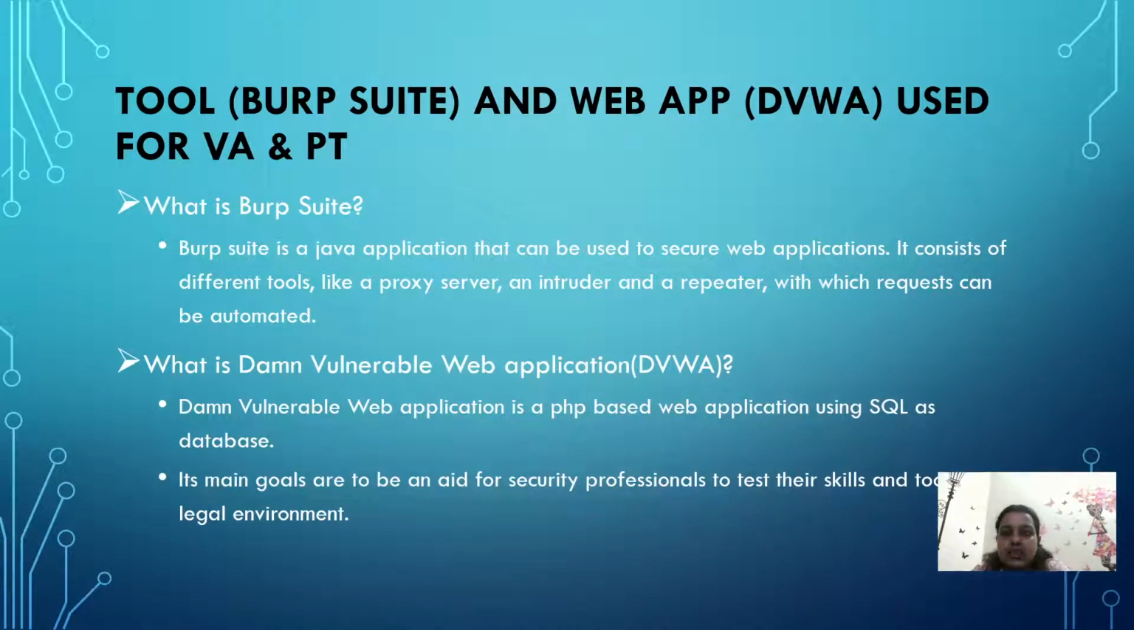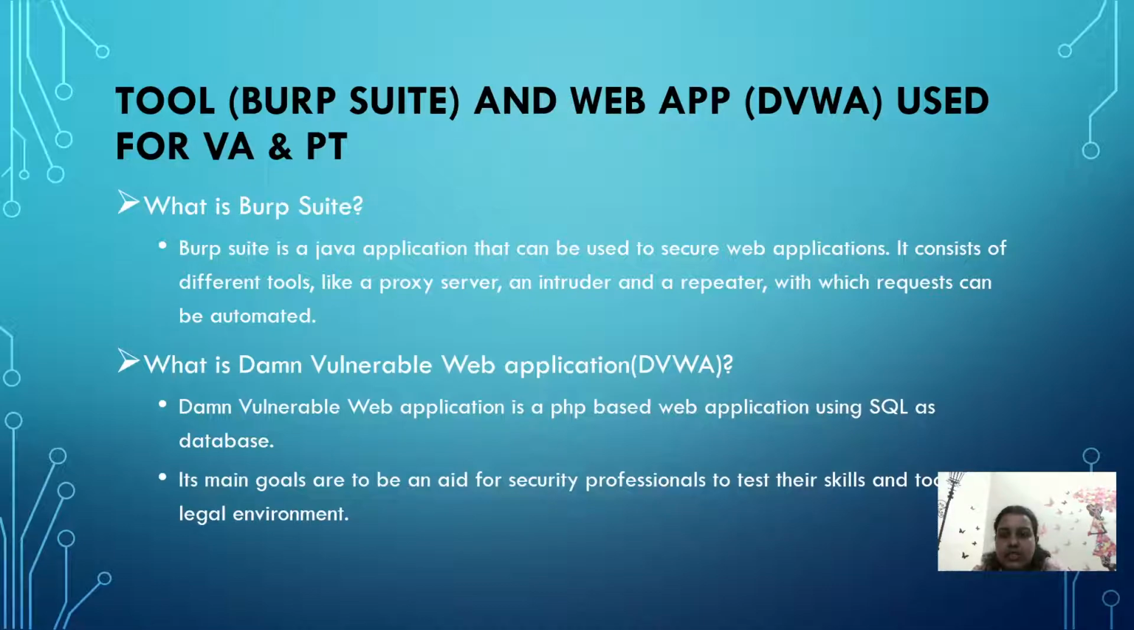Here I am using the tool as mentioned, Burp Suite Professional, and the web application is Damn Vulnerable Web Application. It's part of a security project. We cannot conduct vulnerability assessment and penetration testing on just any web application or website. So here, DVWA is an intentionally vulnerable website. It is a PHP based web application using SQL as its database, and its main goal is to be an aid for security professionals or students who are curious to learn about VA and PT, so they can test their skills, because it is completely legal to test against DVWA. If you are testing against some other web application, that might not be legal.